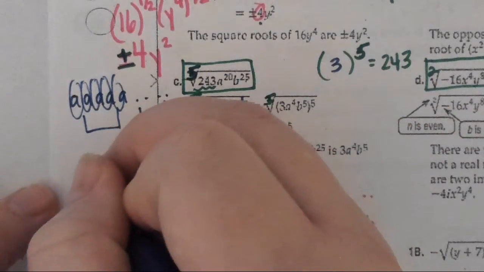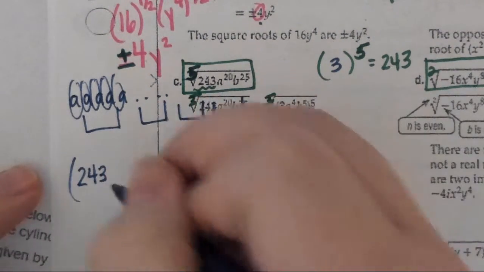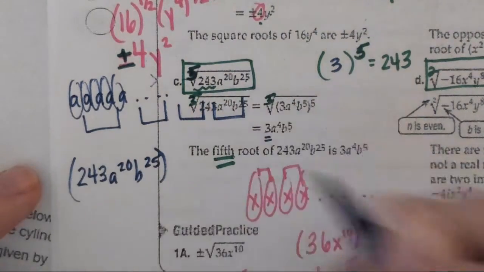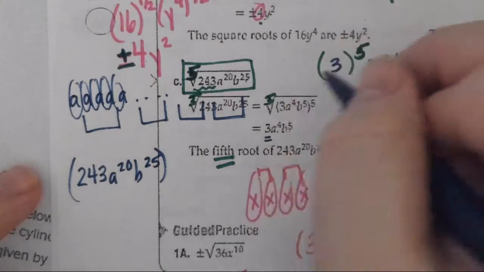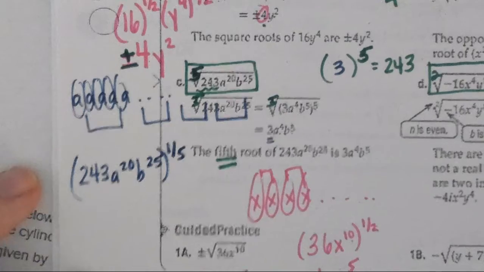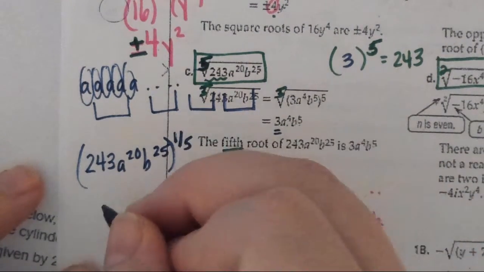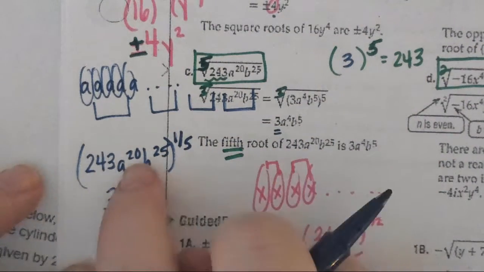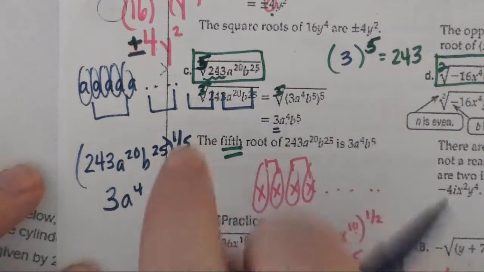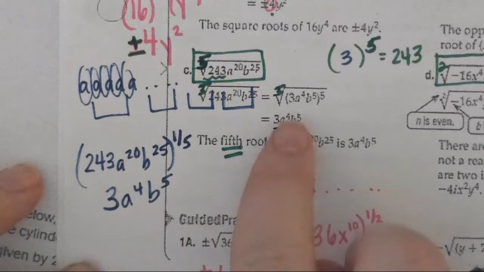Again, what I think of is I raise the entire thing to the 1/5 power. Because I think of the 5th root as the same thing as raising it to the 1/5 power. And if I typed in my calculator 243 raised to the 1/5, it would tell me 3. 20 divided by 5 is still going to be 4. 25 divided by 5 is still going to be 5. So I'm still getting the same answer as them as well.